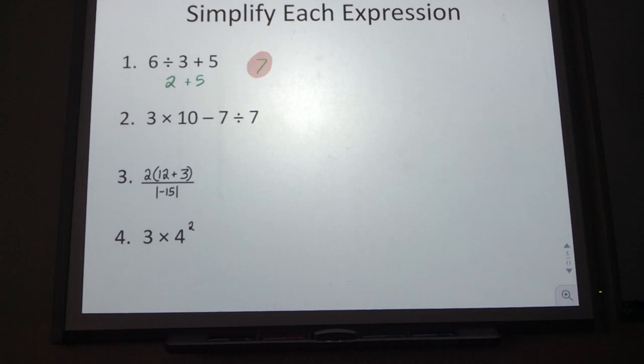Okay, again, no parentheses, no exponents. Multiplication and division we do from left to right. So multiplication, we can do 30 here. Minus, we do not subtract anything, we do the division. So 30 minus 1, that gives me a 29 for my answer there.